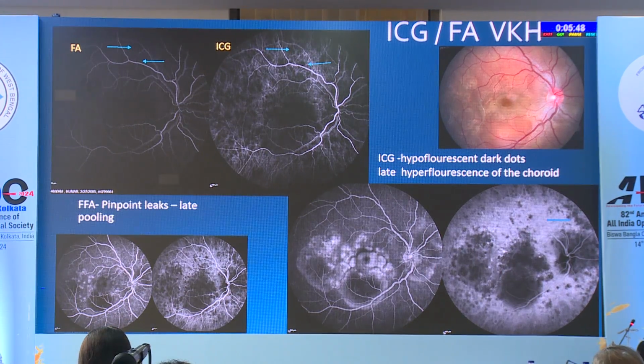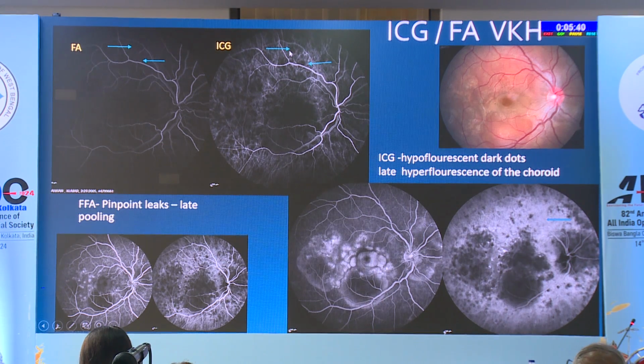Now, since VKH is a choroidal disease, ICG is a very important method of investigation. You can see the hypofluorescent dark dots of ICG showing the choroidal granulomas much better than the FFA. Now, the FFA is also useful to pick out the pinpoint leaks in the early stages with the late pooling of the dye in the form of lobules. And you can see the hypofluorescent rim of these lobules, which is suggestive of the septae between the lobules. ICG also shows the fuzzy choroidal vessels and the late hyperfluorescence of the inflamed choroid.